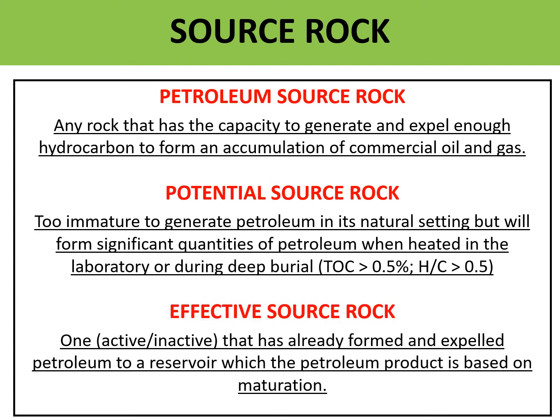Alright, the second category of petroleum source rock is an effective source rock. This is when the source rock has already matured, and it has already formed and expelled the hydrocarbon to a reservoir. This source rock may be active, currently still expelling hydrocarbon, or it may be inactive due to uplift, erosion or a cooling process.